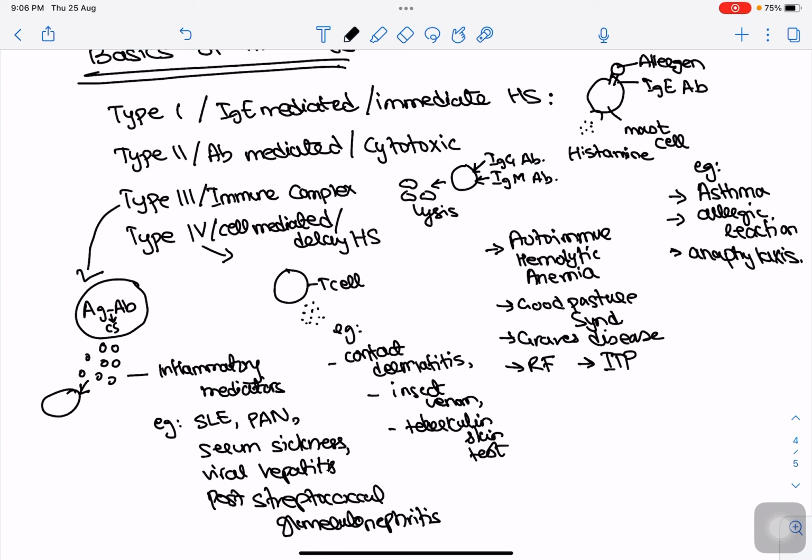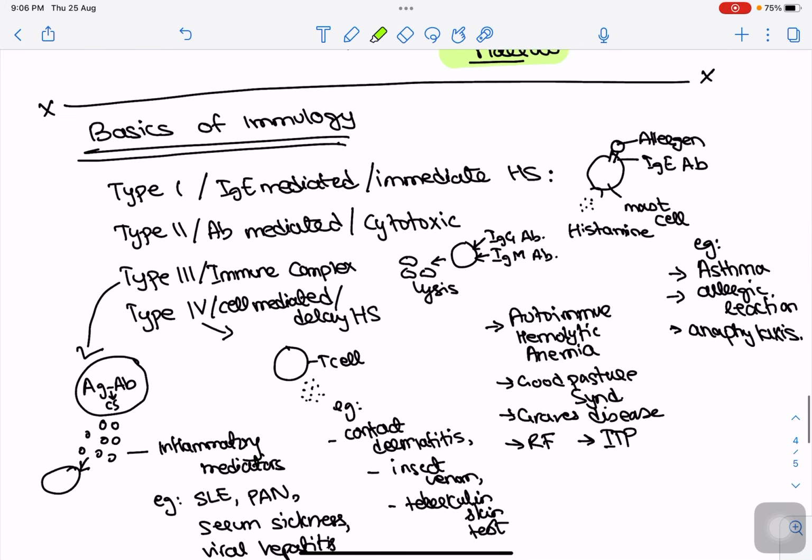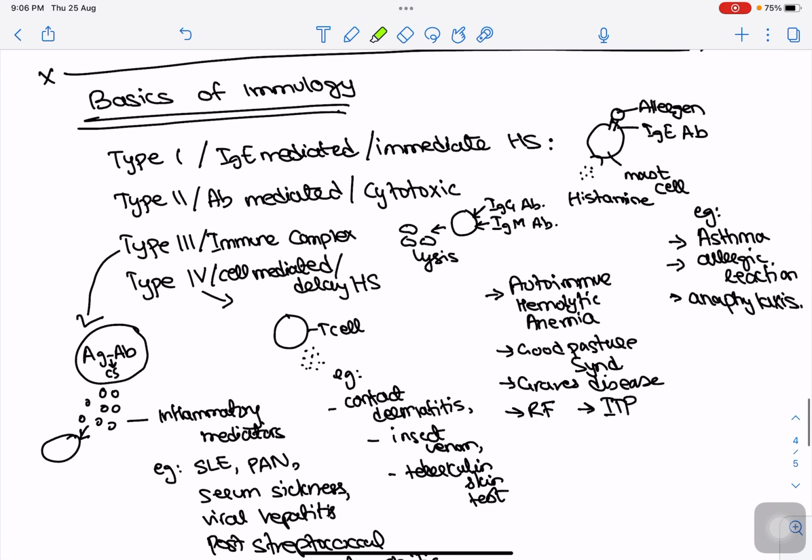So if we revise this whole chapter, in the basics of immunology we have four types of immune reaction. We have type 1 reaction, which is IgE mediated, also known as immediate hypersensitivity reaction, in which an allergen binds onto the mast cells via IgE antibody, which leads to the release of histamine. The examples covered in this type, IgE mediated immediate hypersensitivity reactions, are asthma, allergic reactions, and anaphylaxis.